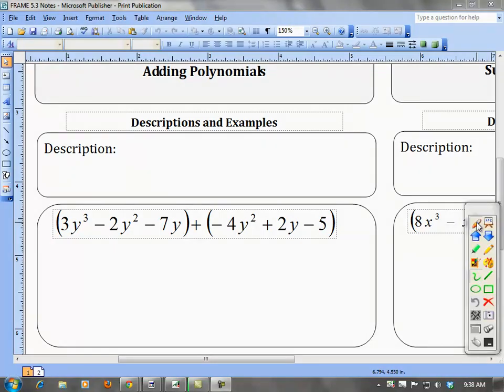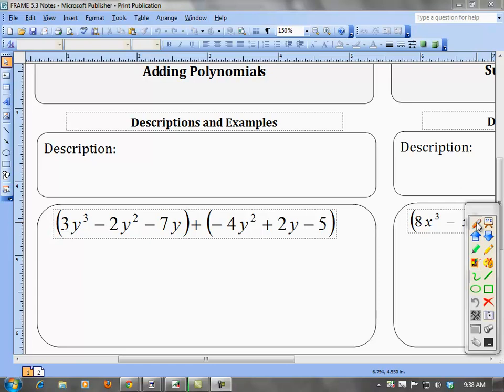Welcome to section 5.3. We are dealing with adding and subtracting polynomials. This, for the most part, is going to be review of Algebra 1. It's also going to touch base on chapters 1 and 2 in Algebra 2 so far. And all we're going to be doing is adding or subtracting and then multiplying some polynomials that we have. And we'll show you a couple of different ones.